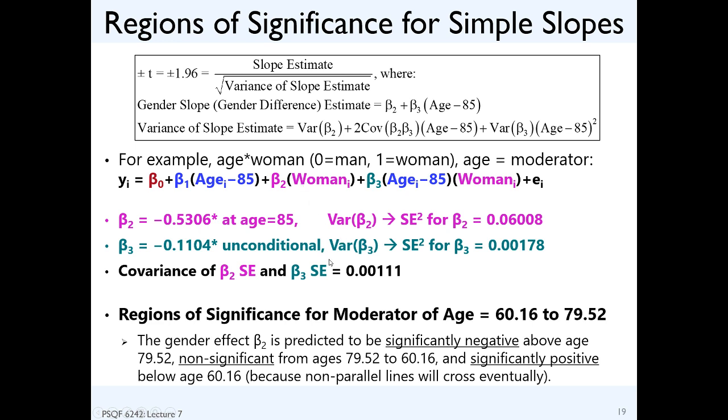But after doing the magic calculations, it works out that the regions of significance for age as my moderator are 60 to 80, give or take. So what that means is that for any value above age 79.52, the gender effect is going to be significantly negative. So it's significant at 85. The point at which it goes from 0 to significantly negative is age 79.52.